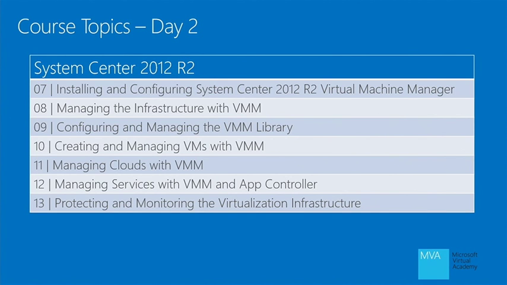Module 9 is managing the library. Now, what makes VMM great is you can basically deploy services, virtual machines, and operating systems with the single click of a button. And this is all done through the library. The library is a collection of objects, things like profiles, operating systems, templates that represent business objects that we can deploy through Virtual Machine Manager. We then move into creating and managing individual virtual machines. So once we've defined the library, actually deploying VMs through Virtual Machine Manager.